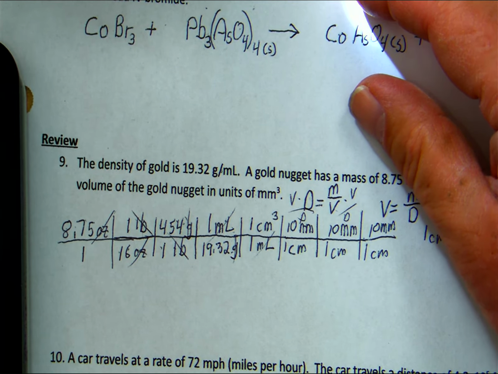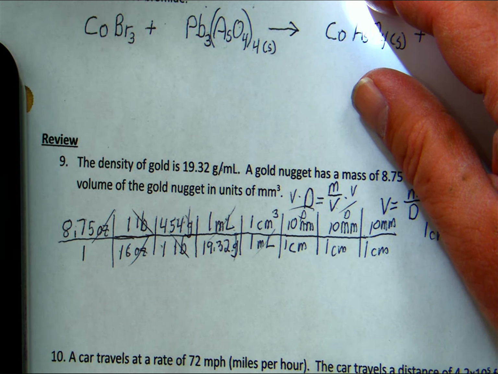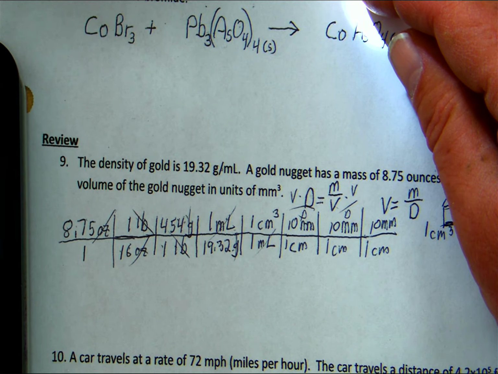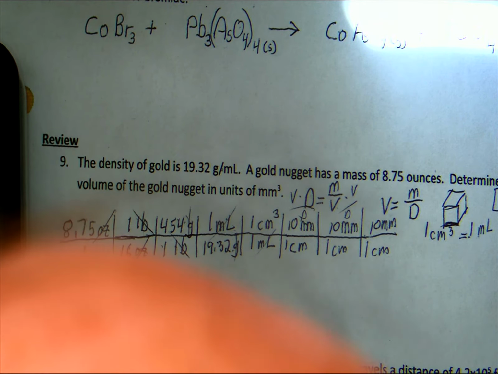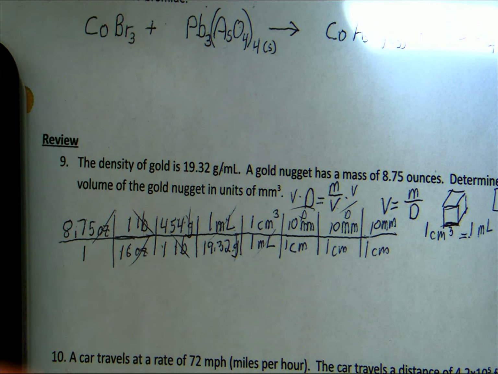So 8.75 divided by 16 times 454 divided by 19.32 times 10 cubed, enter. I'm going to pause. I put it 10 squared. I was confusing myself there.